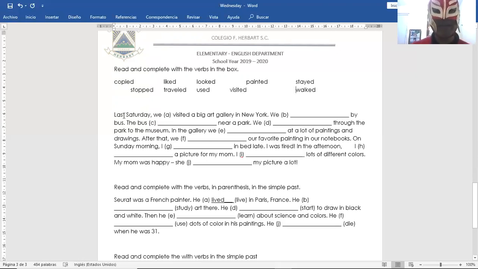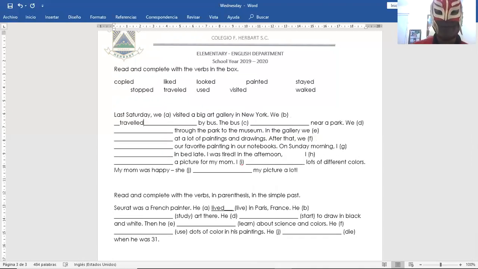Okay, let's begin. Last Saturday, we visited a big art gallery in New York. Okay, so right here you have already visited. Okay, we by bus. Okay, what verb are we going to write over here? We traveled. We traveled by bus. Okay, you have to remember.